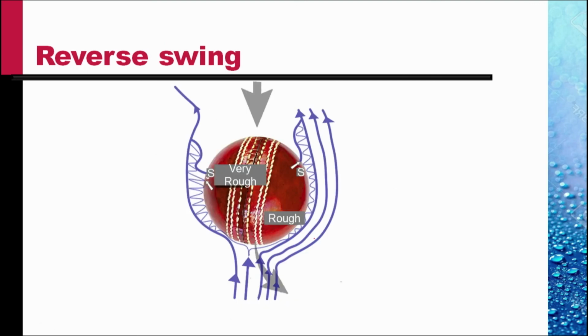Now let's look at the phenomenon of reverse swing. In this case, what we are talking about is the ball getting quite old. So one side is rough and the other side is very rough.